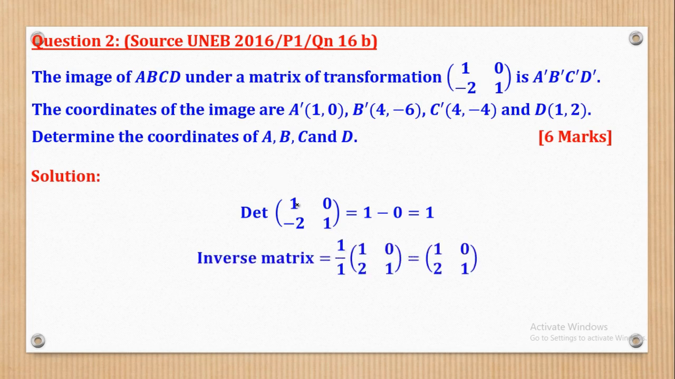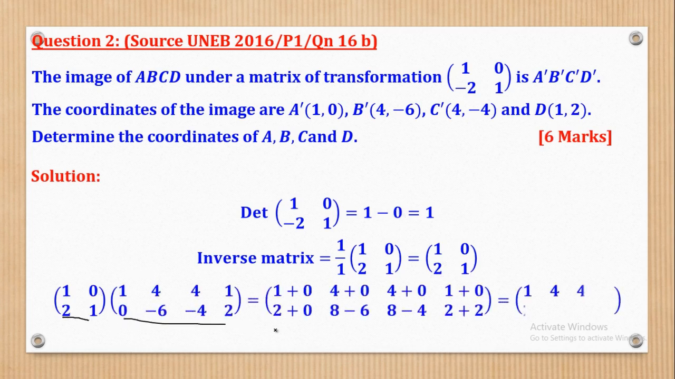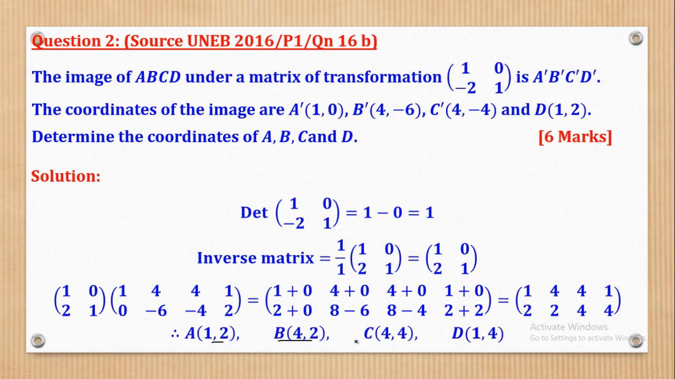Here, the entries on the main diagonal interchange, and the signs of the minor diagonal change. So here it was -2, it becomes +2. That is called the adjoint, then multiplied by 1 over the determinant to come up with this as the inverse matrix. So this matrix will map the image back onto the object. Therefore, I multiply this inverse with the image to get the object, and this will be the coordinates of the object. Therefore, A is that, B is that, C is that, and D is that.